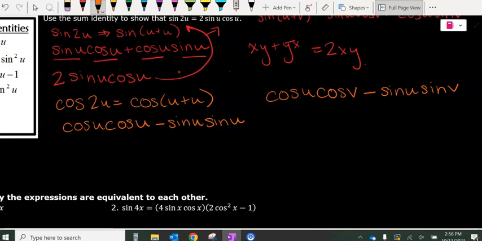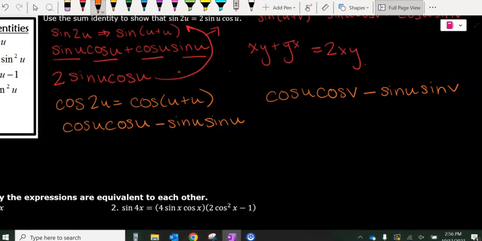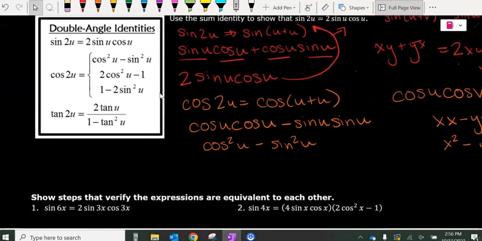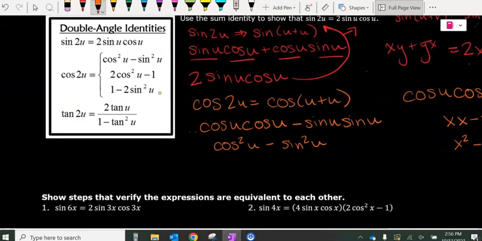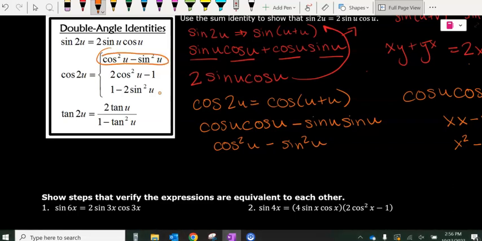Now, if you notice right here, if I gave you something like, for example, if I said I had x times x minus y times y, you would go, oh, well, x times x is x squared, and y times y is y squared. Well, that's exactly what I have here. So this is cosine squared u minus sine squared u. And that's where we get our identity right here. I shouldn't say cosine squared, but cosine 2u is cosine squared u minus sine squared u.